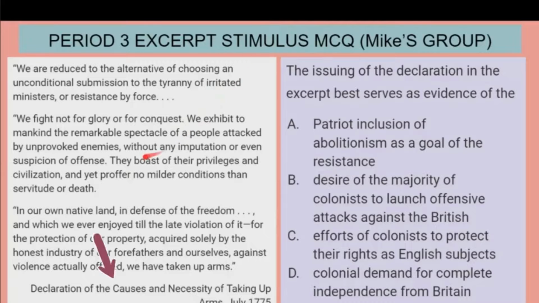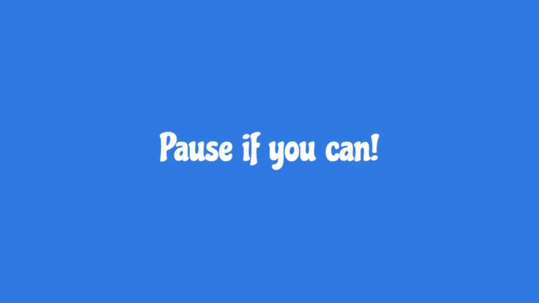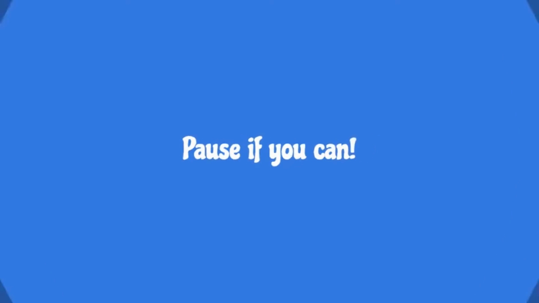So the first thing you do is read the source. Reading the source after allows you to know what the excerpt is about. As you can see, 1775 gives away that this takes place in period 3, which ranges from 1754 to 1800s. If you don't know what the Declaration of the Causes and Necessity of Taking Arms is, it is a document that justified the American people to armed resistance. Now you can read the excerpt. You should be able to do this on your own.